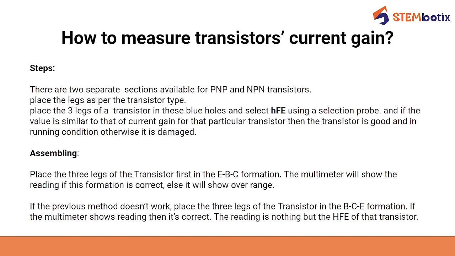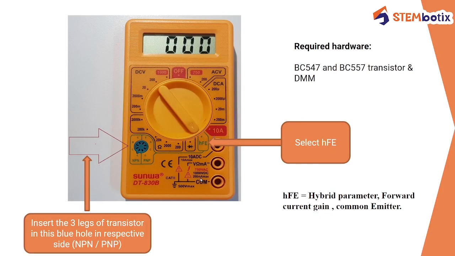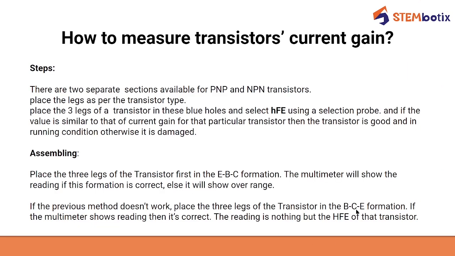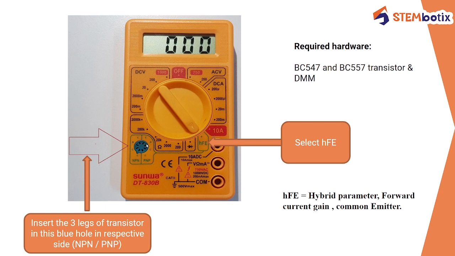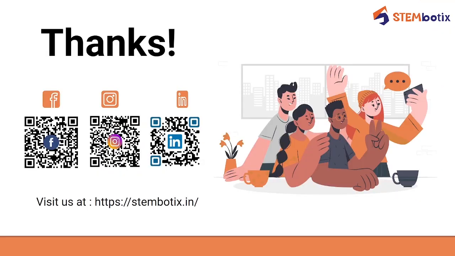If the previous method doesn't work, place the three legs of the transistor in the BCE formation. First we have put it in E, B and C formation. Now if you are not getting any result, then change your formation to B, C and E. Connect first B, then C and then E in this form, and then check your result. If you are not getting a result in E, B, C form, then go for the B, C and E formation.